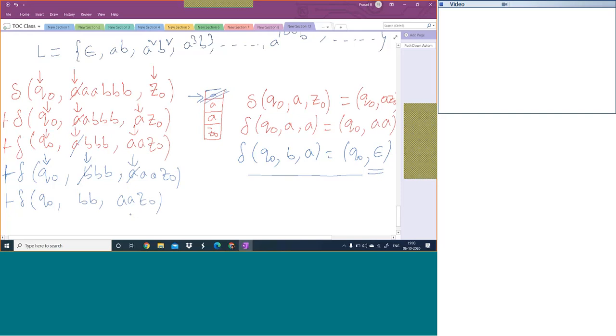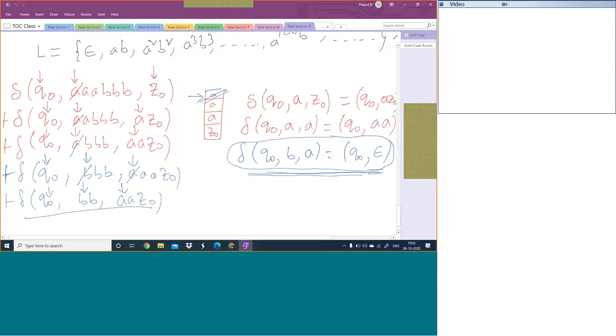Again, what is the state? Q naught, B is the input symbol, and A is the top symbol. So Q naught comma B comma A. Again, this present condition is matched with this move. So this is the move which can pop all the A's as long as B comes. This single move is sufficient to delete all the A's as long as B comes.